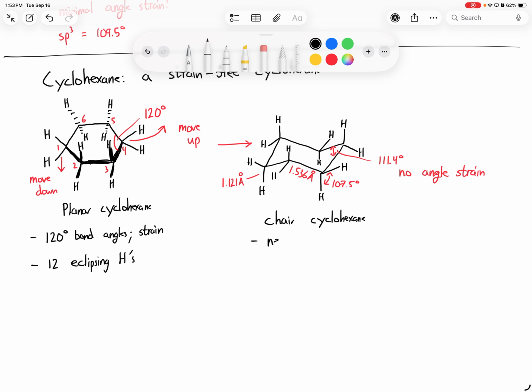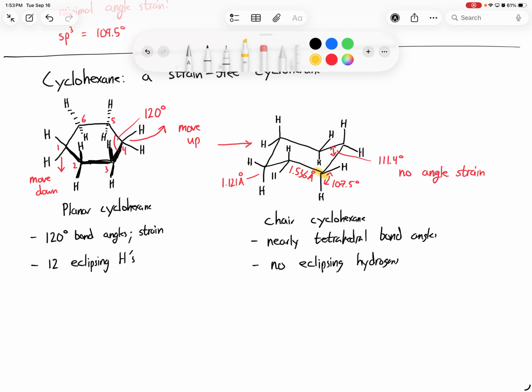Okay, so here we have nearly tetrahedral bond angles. And then here, no eclipsing hydrogen. So I'll show you that in a minute. Okay. So the reason why we draw it this way is because it represents no eclipsing strain. So look at this hydrogen here.